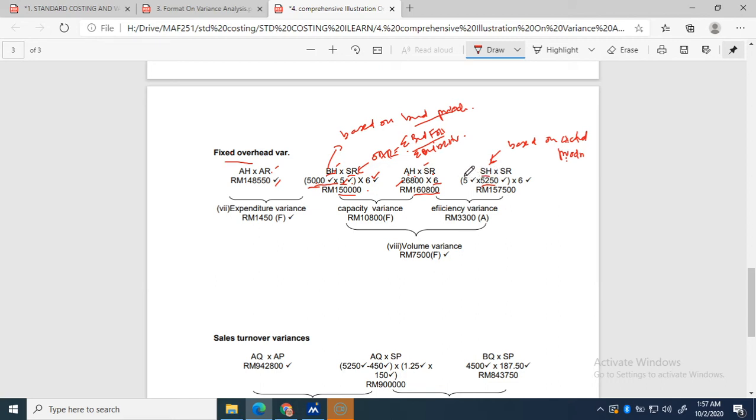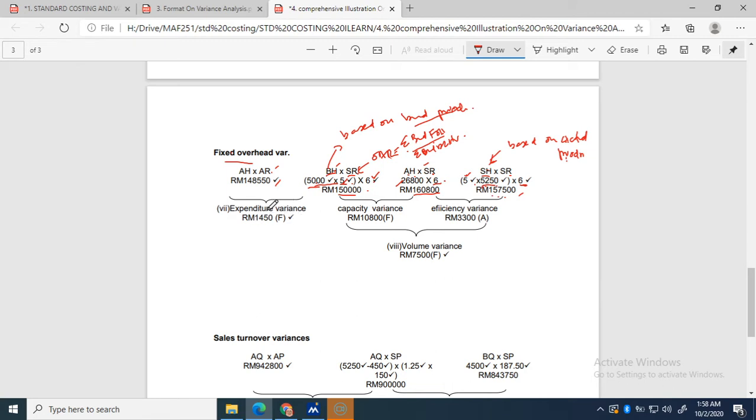So the last column is standard hours. Standard hours per bottle is, sorry, 5 hours per bottle. Times the number of unit bottles produced, the actual 5250, you get standard hours. Times the standard rate, 6 ringgit per hour. So you get the cost here, 157,500. Now we have to calculate the variances.